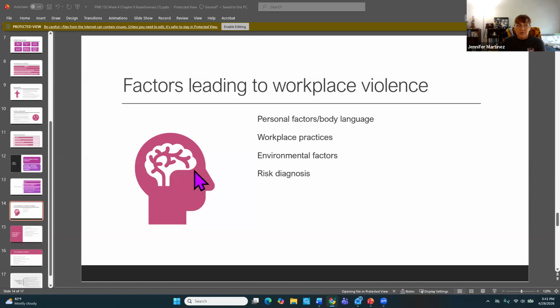And I'm sorry, I skipped this one with environmental factors. Where is the hospital? Where is it located? I know that sounds pretty crazy, but think about where the hospital is. Is it inner city? Is it a high crime area? Where the hospital is located is going to influence the type of clientele that are coming into it. And is it a psychiatric facility or is it just a regular hospital? That is something that we have to look at, too, that can increase your risk for violence occurring within the hospital.